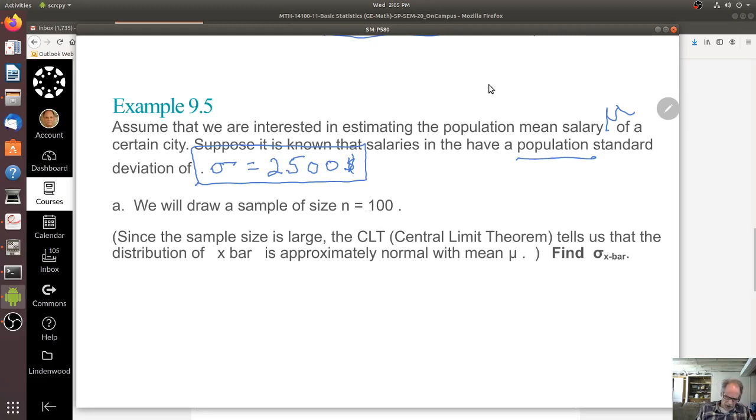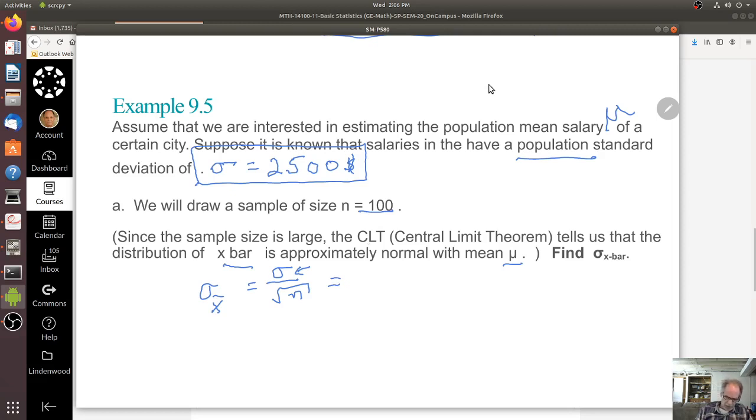Since the sample is large, bigger than 30, 100 people, it tells us that the distribution of means is approximately normal with the same mean as the population. Okay, so sigma x bar is equal to the standard deviation of the population divided by the square root of n. That's the central limit theorem result. And you see, you can't calculate this unless you know the standard deviation of the population. That is the Z statistics giveaway.